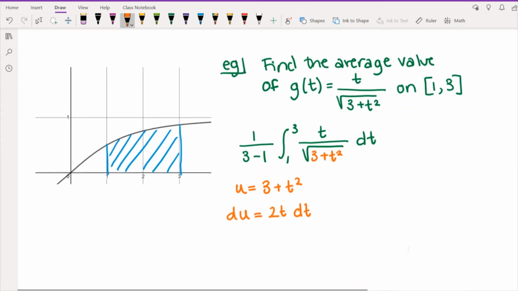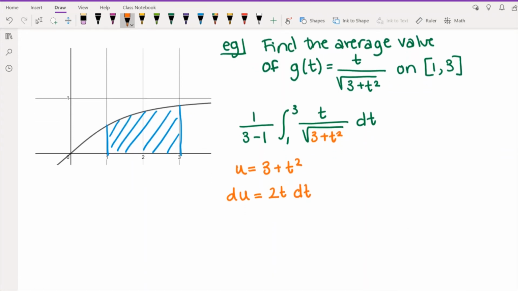And to really see how it works, what you can do is, again, solve this for dt, and then that will tell you exactly what you need to put in instead of dt. So if we solve this for dt, we get du over 2t is equal to dt. And so basically what will happen is when we make this substitution, the t's will cancel out. And so we'll be left with something we know how to integrate, right? Because 1 over square root of u is something that we can do using the reverse power rule.